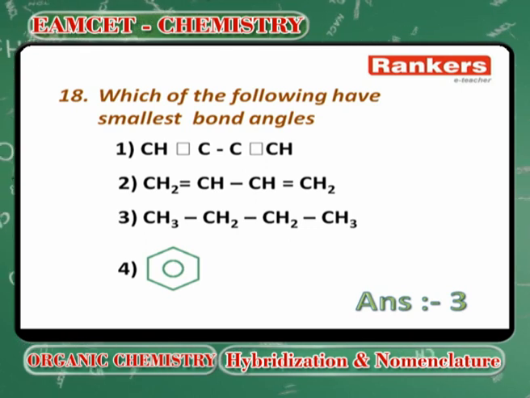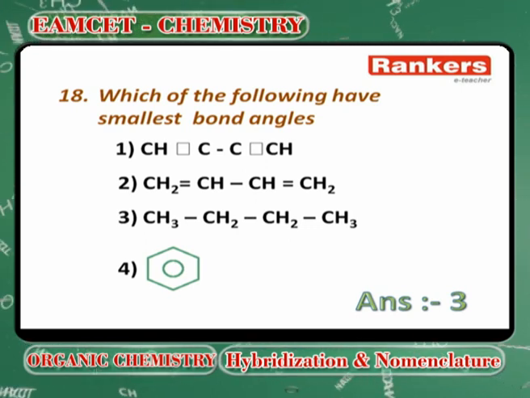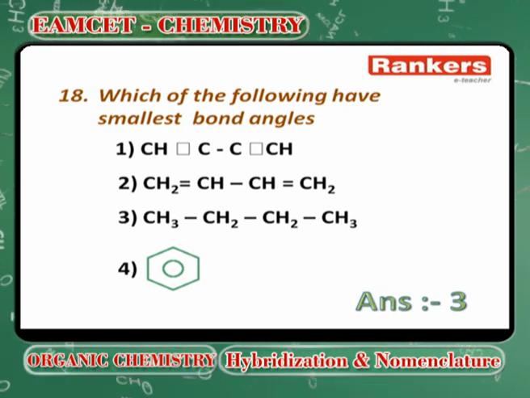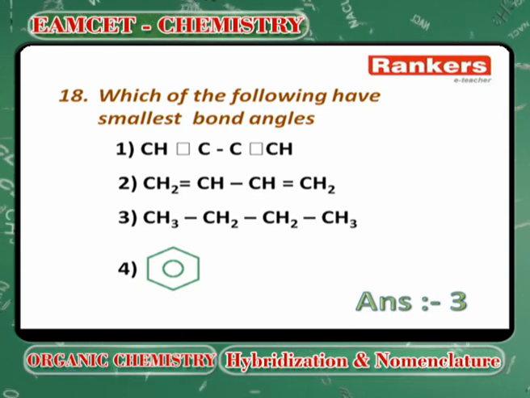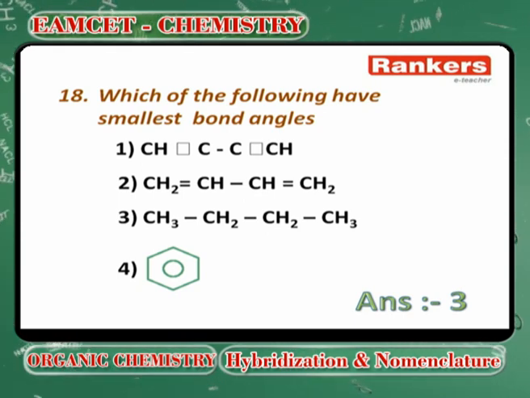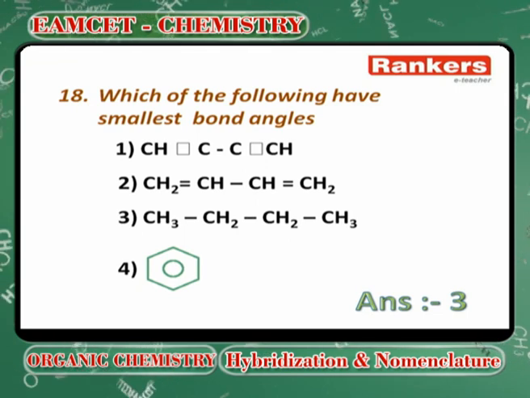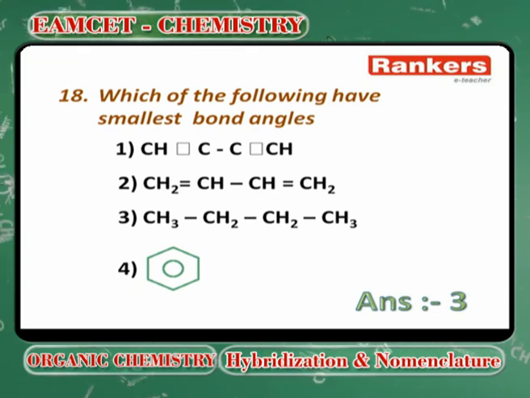Which of the following have the smallest bond angles? Smallest bond angles means sp3 hybridization will have 109 degrees, as I said, sp2 will have 120, sp will have 180. So, the first carbon we have two triple bonds, therefore 180 degrees.